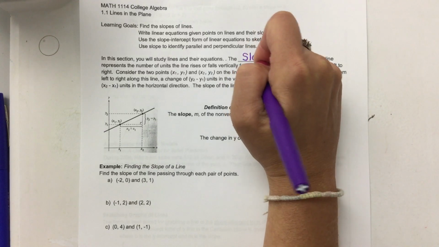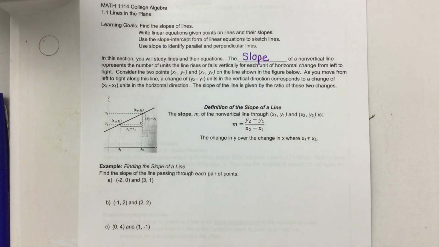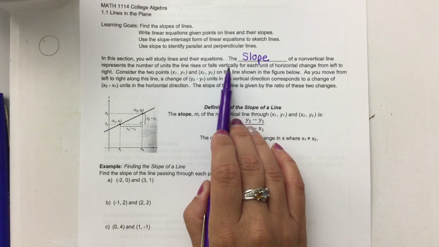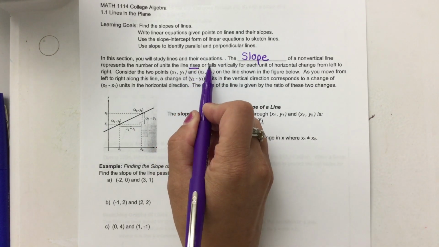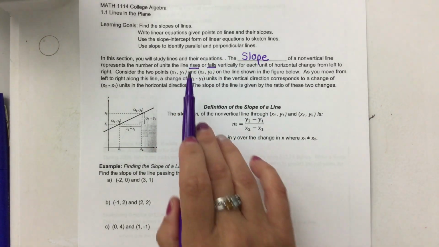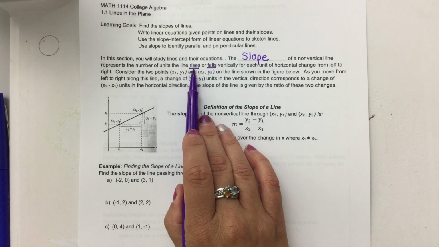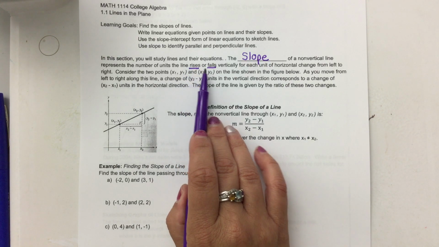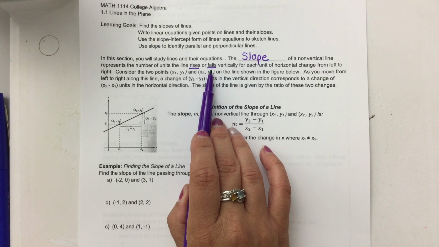The slope of a non-vertical line represents the number of units the line rises or falls vertically for each unit of horizontal change from left to right. And right there, that already brings us to a really important concept. When you're thinking about your line vertically, it can rise or it can fall. So if you have a positive slope, think of your line as rising or going upwards. If you have a slope that is negative, think of your line as falling or dropping.